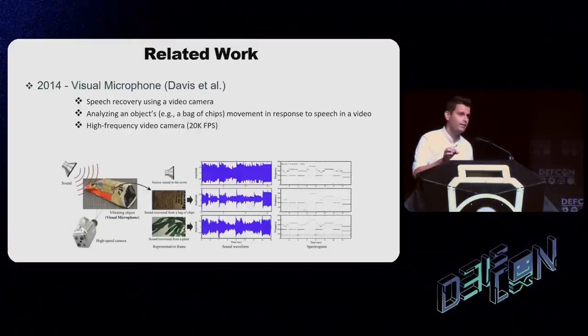And they demonstrated it with the use of two types of video cameras. The first one was a professional video camera, a high frequency video camera that is able to provide 20,000 frames per second. And the second one was a regular video camera, and they exploited the rolling shutter in order to do so. We will discuss the rolling shutter later on in this talk.